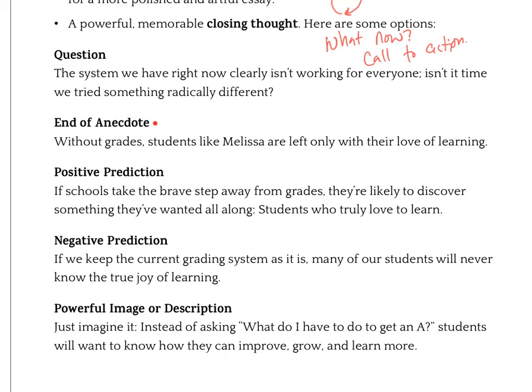You can end with an anecdote. You can end with a positive prediction. Look at this: if schools take the brave steps away from grades, they're likely to discover something they've wanted all along. Students who truly love to learn. Okay? Or you can be a naysayer, a doomsdayer. Negative: if we keep the current grading system as it is, many of our students will never know the true joy of learning. Right? Dun, dun, dun.